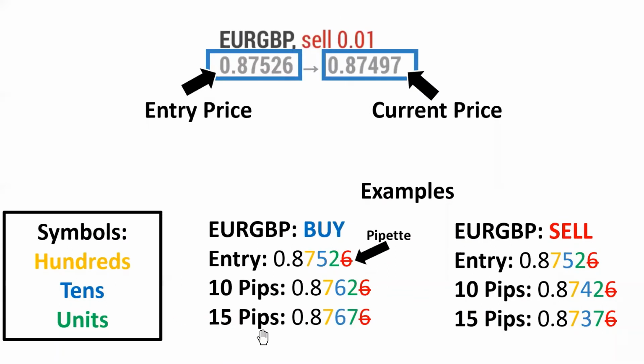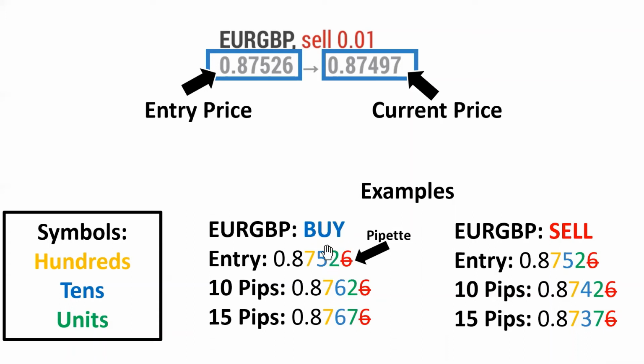One is a mental arithmetic way, and one is a calculator way. They're both very simple and easy to follow. So say, for example, this trade was a buy. The entry is 0.87526. Now we ignore the pipette and we start with the unit.